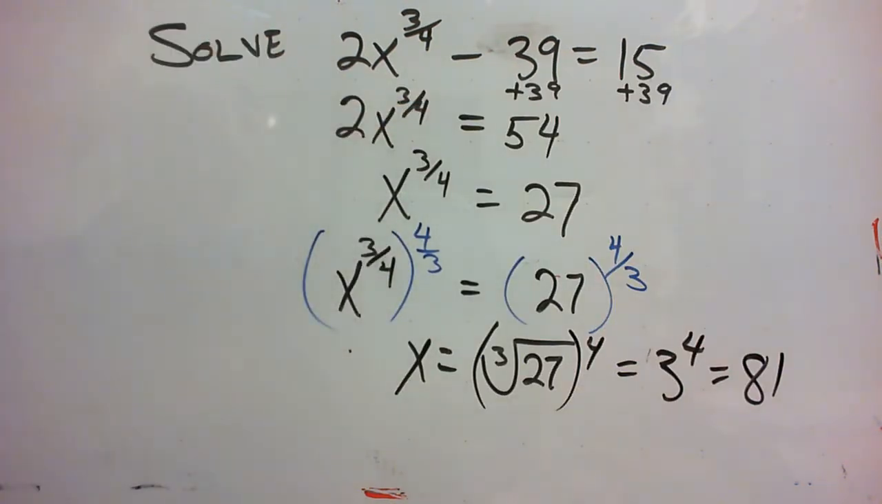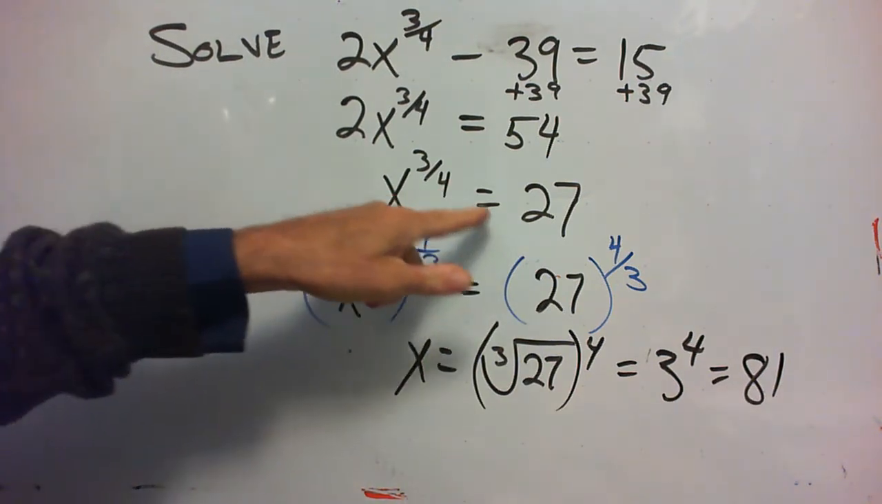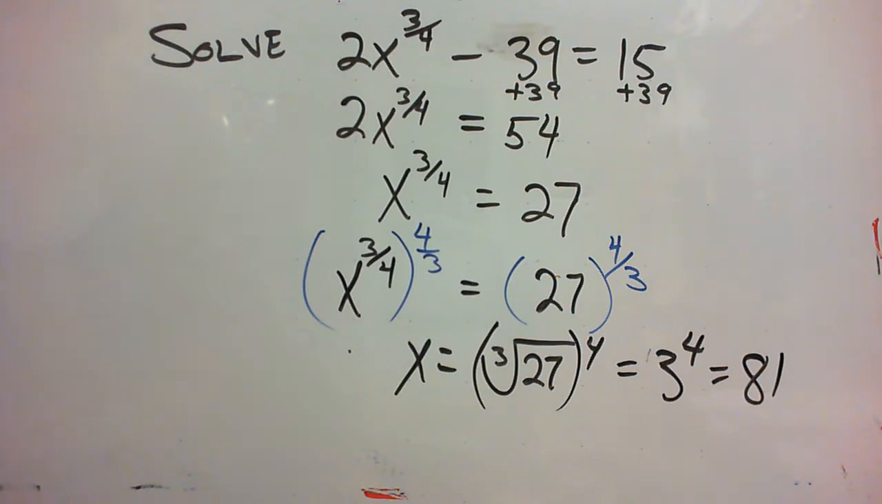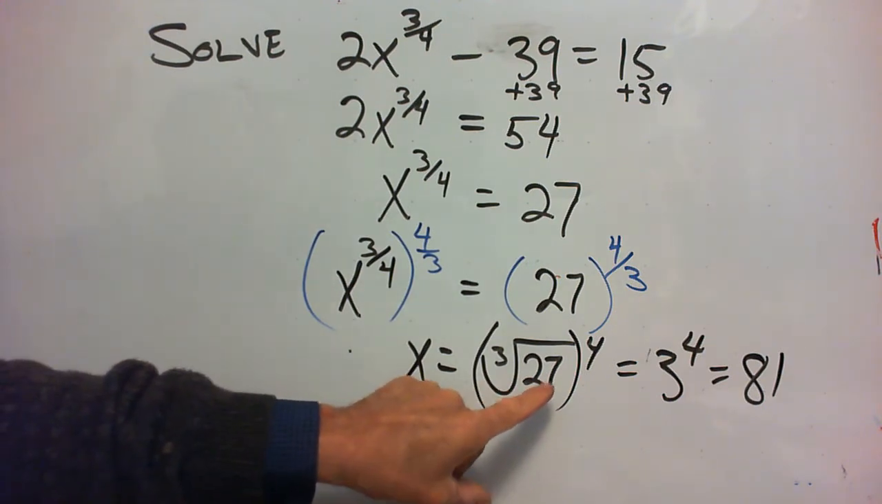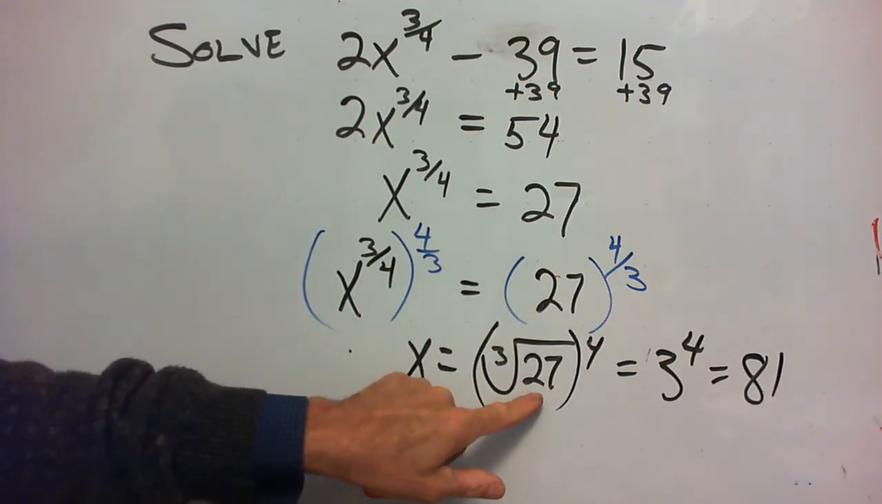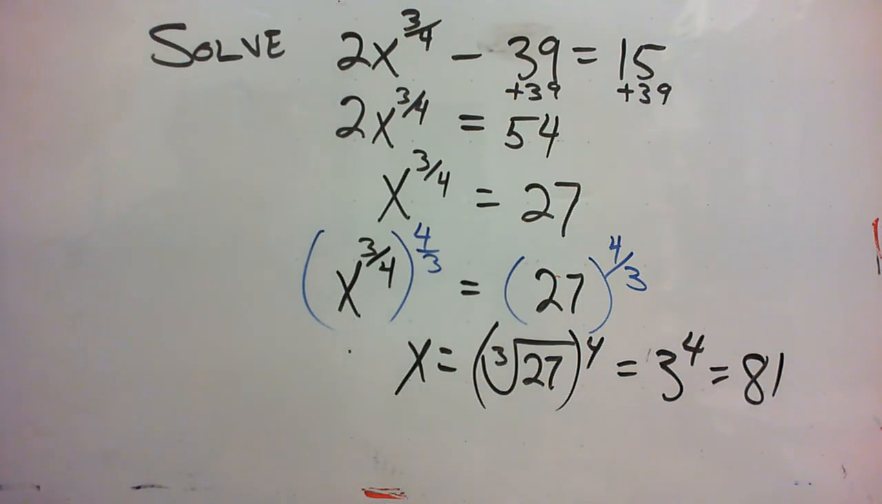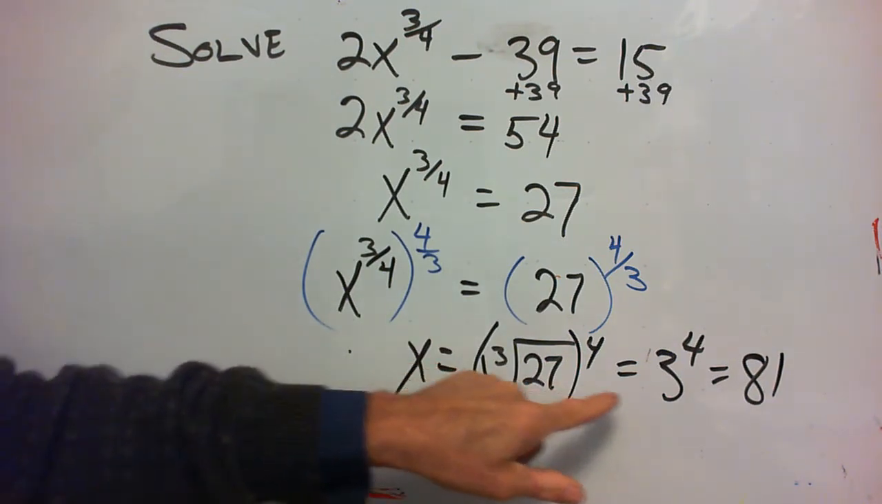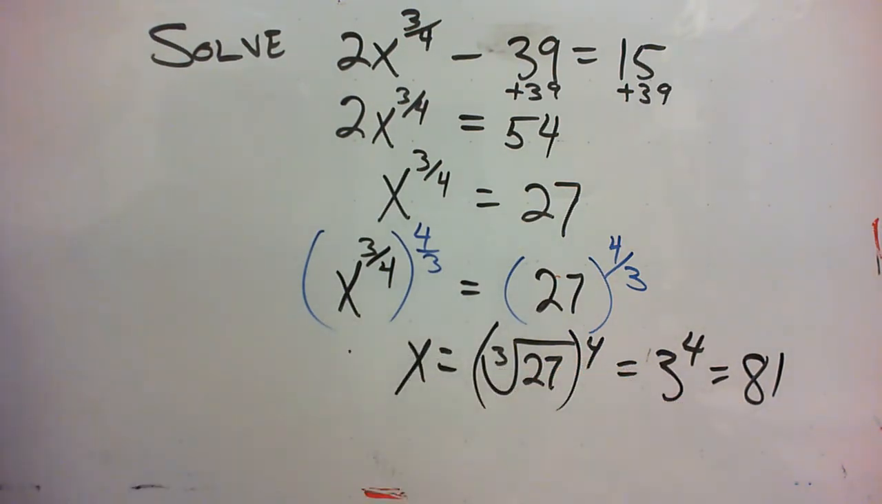So here we add 39 to both sides, divide both sides by 2, and we have x to the 3/4 equals 27. Simplified equation. Raise both sides to the 4/3 power, and we get x equals 27 to the 4/3, which is the cube root of 27 raised to the 4th. Cube root of 27 is 3. 3 to the 4th is 81.